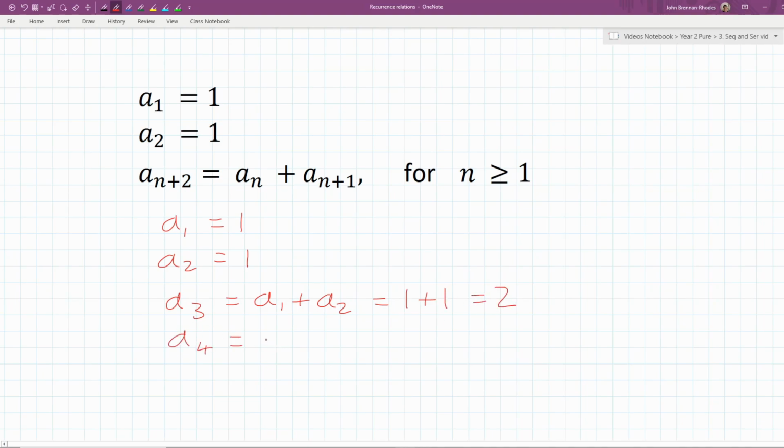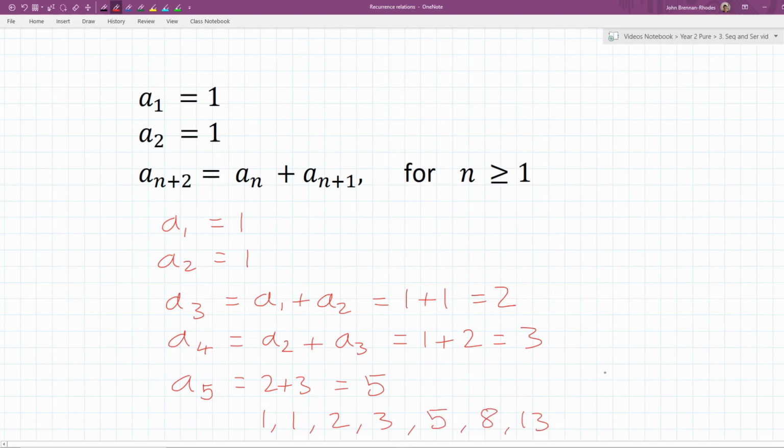a4 is equal to a2 plus a3, the previous two terms. 1 plus 2 is 3. a5 is going to be the previous two terms, 2 plus 3, which is 5. And the sequence that we've ended up with is 1, 1, 2, 3, 5, 8, 13. And if you don't recognize it already, it's the Fibonacci sequence. So the Fibonacci sequence is one that can be written quite easily with a recurrence relation.